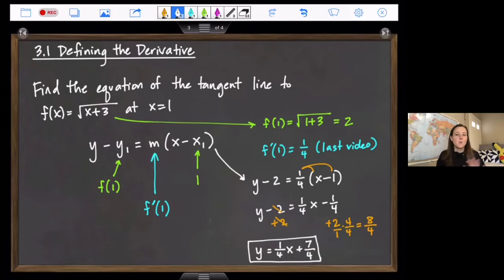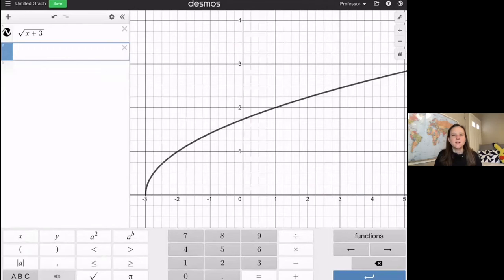Really, after all that work calculating the derivative in the last video and now finding the equation of the tangent line, it's always very satisfying to hop over to Desmos to graph it and make sure it looks like a tangent line. Here we are in Desmos, and I have graphed the square root of x plus 3. You can see that it goes through the point (1, 2), which is good. That was the y coordinate that we calculated.